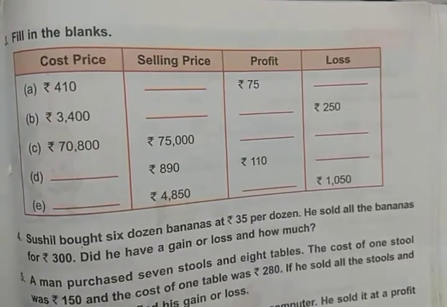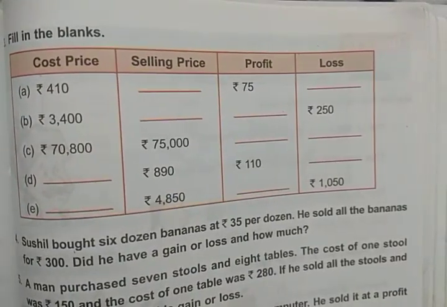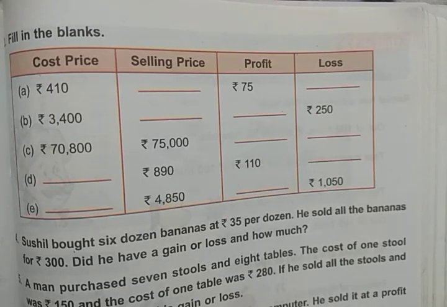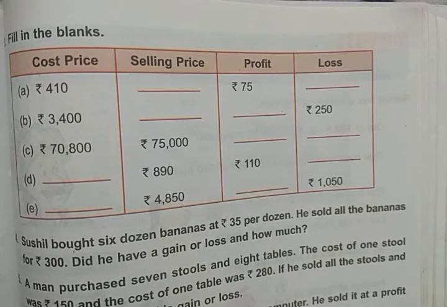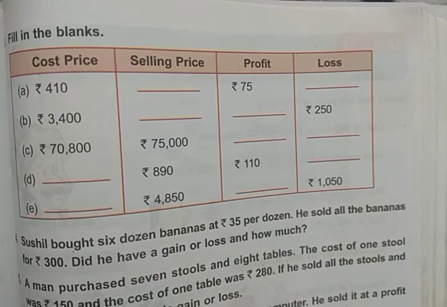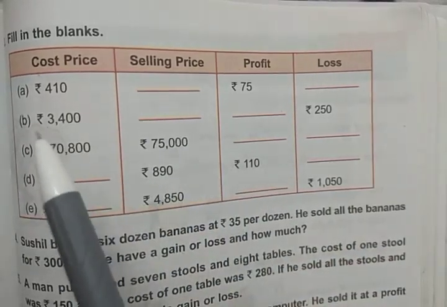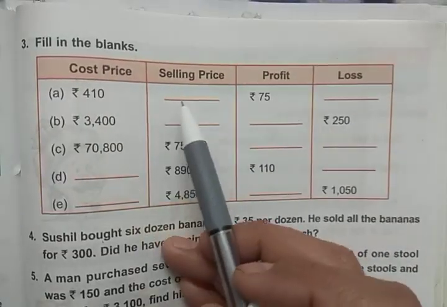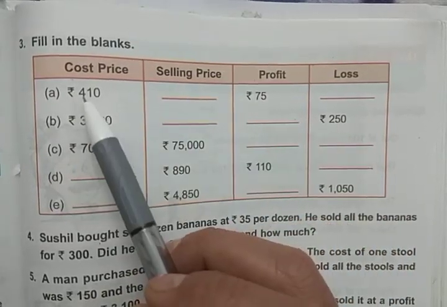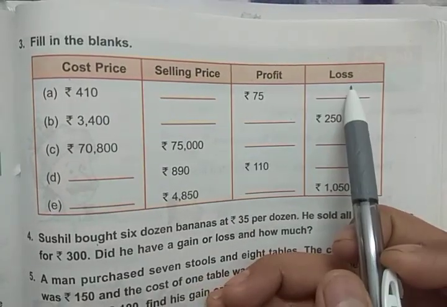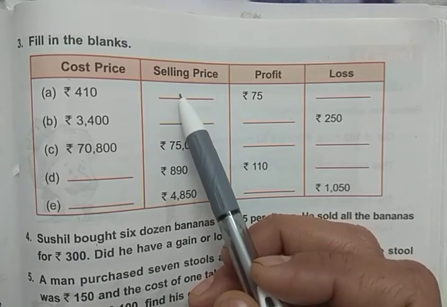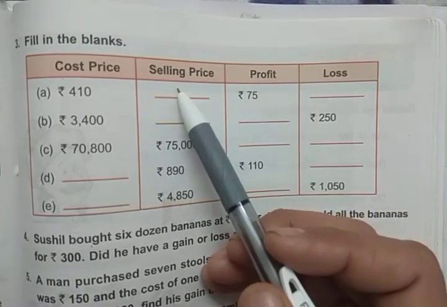Similarly, next question, fill in the blanks. So here the cost price is given. So you have to fill in the blanks. जो इसमें आपको लगता है कि मिसिंग है वो आपने फाइंड करना है. Cost price is given, profit is given. तो लॉस तो नहीं निकालेंगे. You have to find out the selling price, right? So you know the formula.